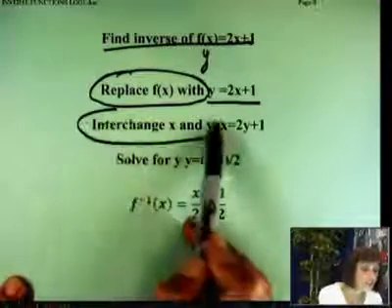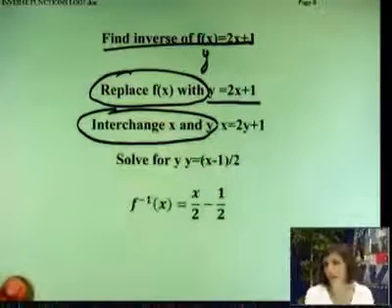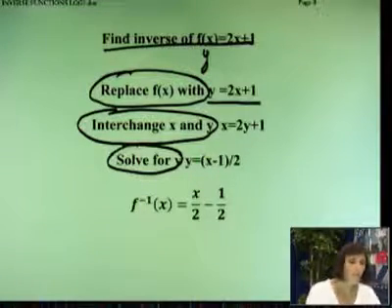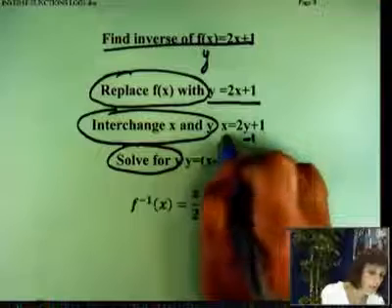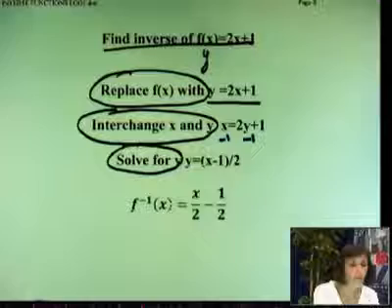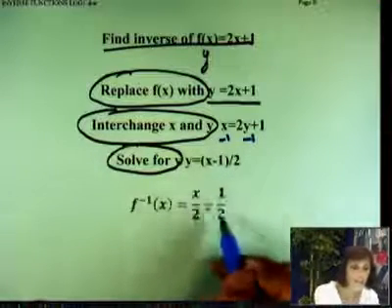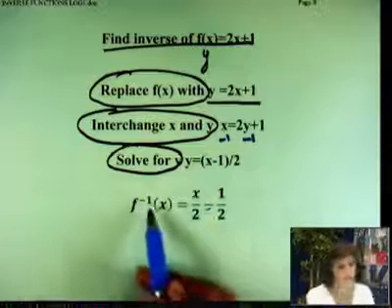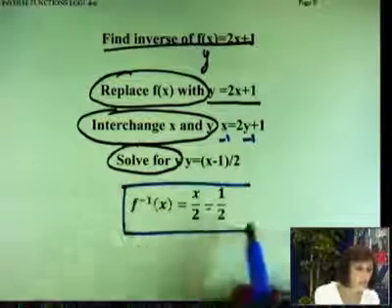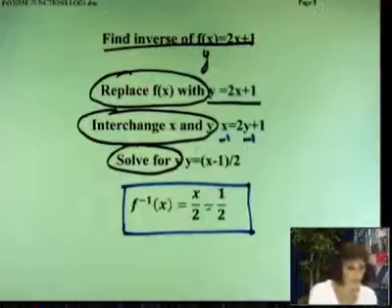Interchange x and y. Okay, so instead of y, I put x. Instead of x, I put y. Now you're going to solve for y. Look what you're going to do. You can subtract 1, and you'll get x minus 1, and then you have to divide by 2. When you write it nicely, this is how it looks: x over 2 minus 1 over 2. What was the last step? Replace the y with the inverse notation. Here's the inverse notation. And guess what? f inverse of x is actually the inverse of that.